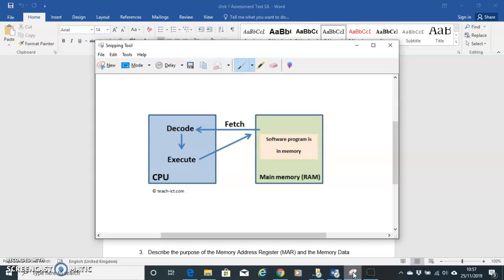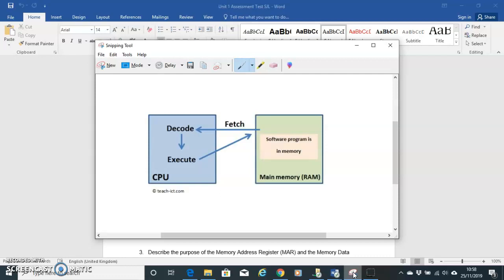But only the instructions would be decoded, because decoding is where the control unit looks at the instruction in the computer's instruction set and works out what it's actually supposed to do with it. So, to recap, 1 mark for saying that an instruction or a piece of data is fetched from RAM. 1 mark for saying that an instruction is decoded. 1 mark for saying that an instruction is executed. Again, that must be instruction is executed.